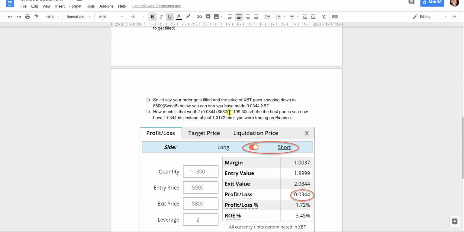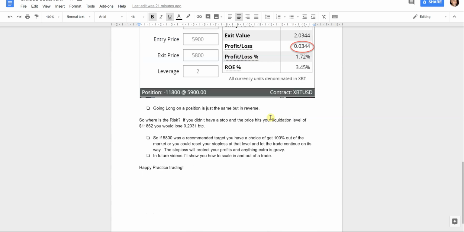All right, so your profit is 0.0344. All right, how much is that in American dollars? Well, 0.0344 times 5,800 equals $199. So you've doubled your money from doing a normal transfer to USDT and buying BTC, which would be $100. You're actually making $200. All right, so you now have 1.034 BTC instead of 1.0172 BTC. Isn't that great? But where's the risk?